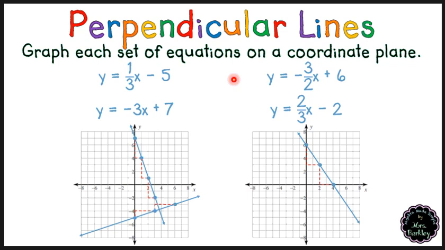And then with the equation y equals 2/3 x minus 2, we have a y-intercept at negative 2, so at the point 0, negative 2, and a slope of 2/3, so up 2 and to the right 3, making a point, and continuing with that slope, up 2 over 3, making a point, and then drawing our line.